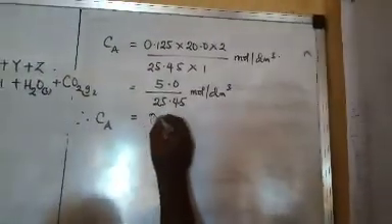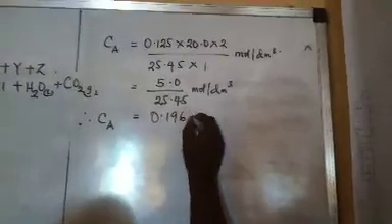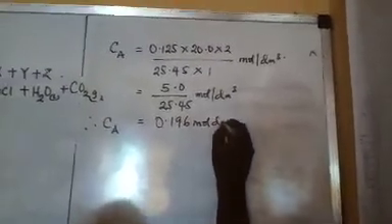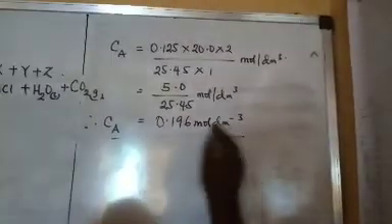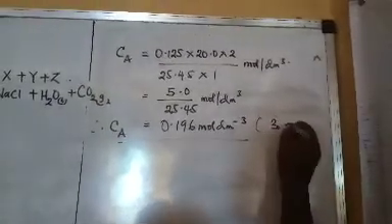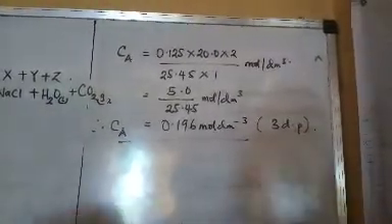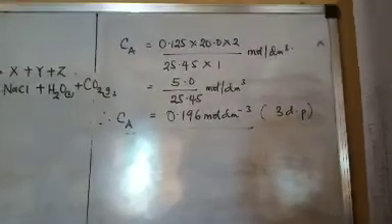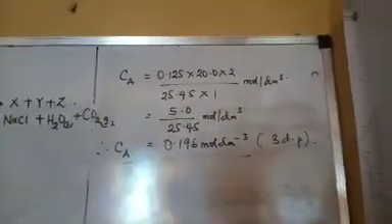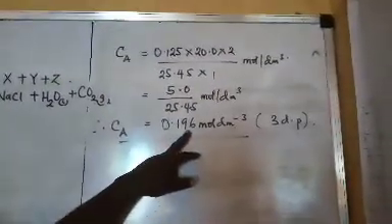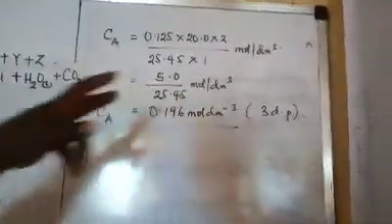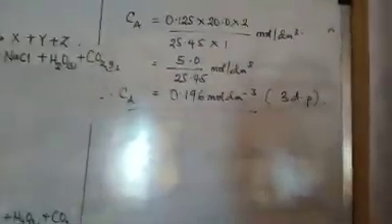As 0.196. Leave it in 3 decimal places. Remember, this is in 3 decimal places. That's the standard: 3 decimal. Don't leave it in 2. Always in 3 decimal places. So even if you've gotten here, there's nothing here, you just add 0 to that point you have. So that's the concentration of acid.